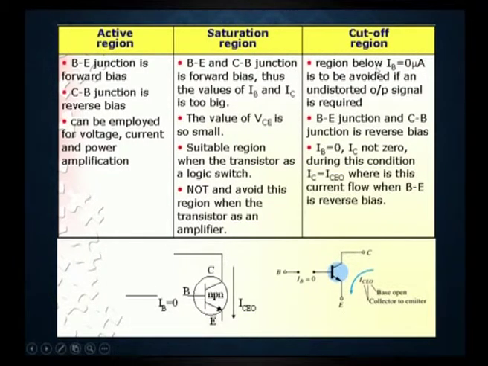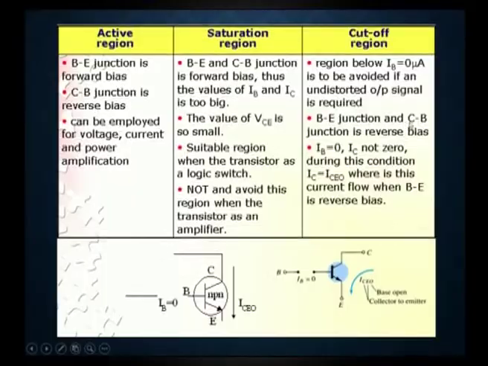The region below IB equal to 0 microamps is what we call the cutoff region, and this has to be avoided if an undistorted output signal is required. So, if we do not want any distortion in the output, we need to avoid this cutoff region, that is, the region below the base current equal to 0 microamps.